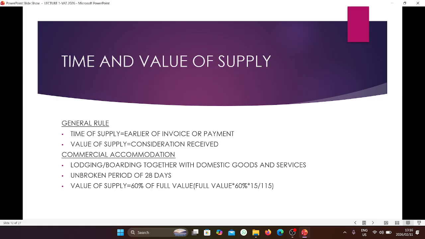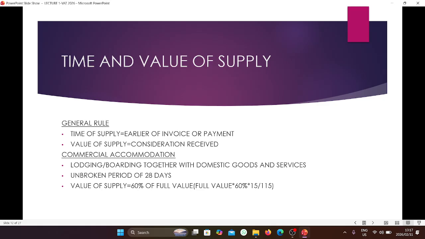Commercial accommodation. Commercial accommodation is like a hotel or a B&B. You are providing lodging or boarding services to customers. They come there and stay for a short while, never more than 28 days, an unbroken period of 28 days. If they stay for 28 days or less, your value of supply won't be the full consideration received. It would be the consideration that you received multiplied by 60%, multiplied by 15 over 115.